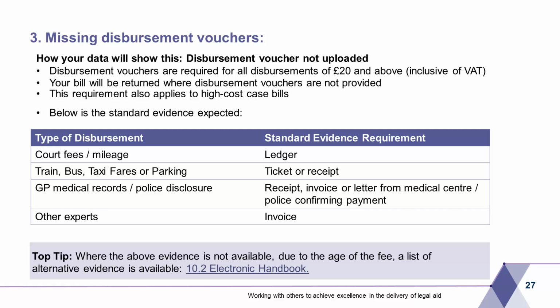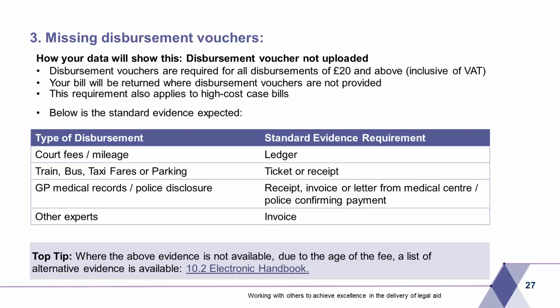receipt or an invoice will not always readily be available, and therefore we will accept a copy of the ledger for these fees. For public transport fares, such as taxis, trains, or parking, we require a copy of the ticket or receipt, and in the case of train fares, please ensure this includes the class of the fare, as we will only consider second-class fares. For GP fees and police disclosure fees, a copy of a letter confirming payment from the practice or the constabulary, an invoice or a receipt will be required.